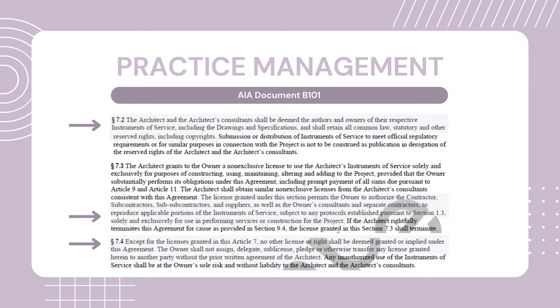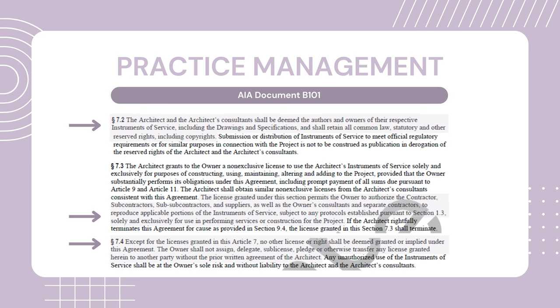of service. To use the original design, the owner can pay the architect a licensing fee to use the instruments of service. However, the owner cannot then license the instrument of service to anyone else. It's solely for their use. If the owner wants to do that, then they would need written consent from the architect. The architect can assign the copyright to the owner, or the new architect can redesign the house from scratch.